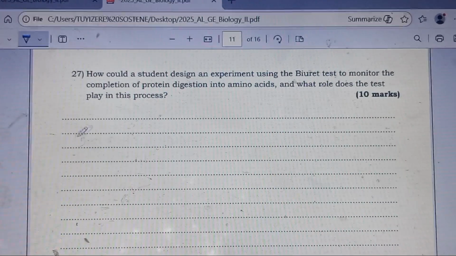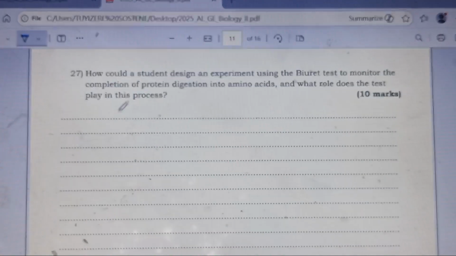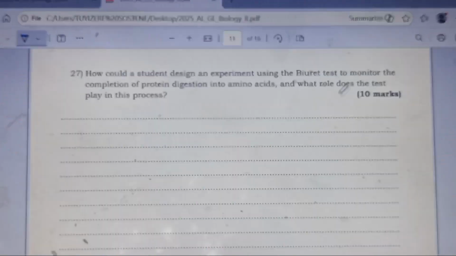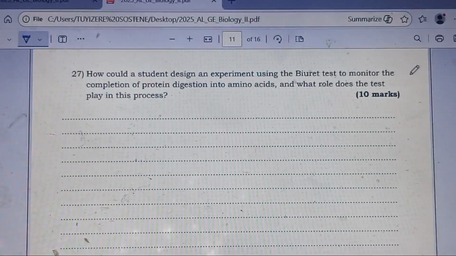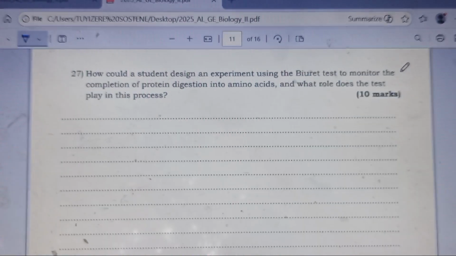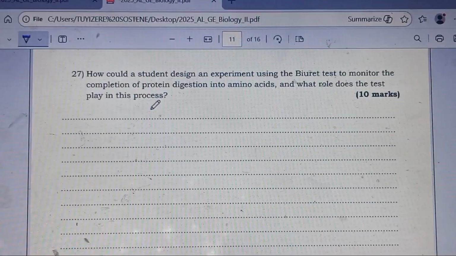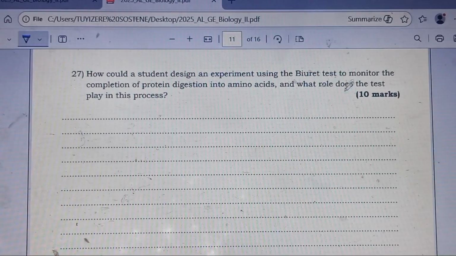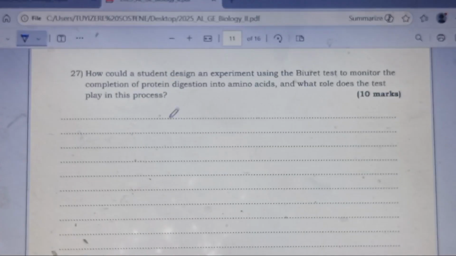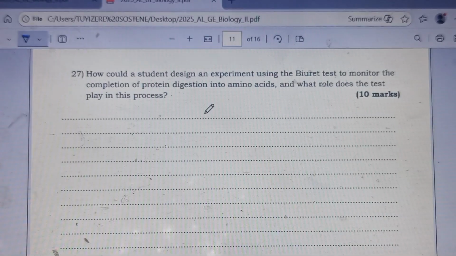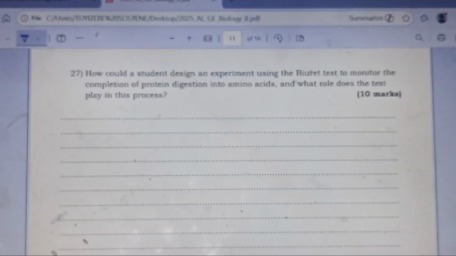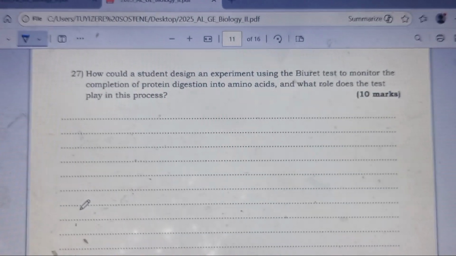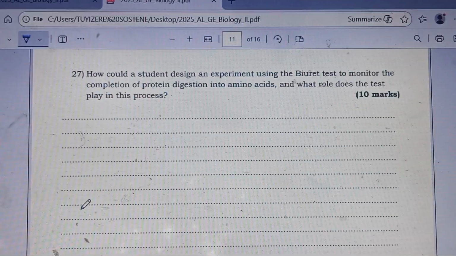For question number 27: how could a student design an experiment using biuret to monitor the progression of protein digestion into amino acids, and what role does the test play in the process? Question number 27 is related to food tests, but by using biuret.